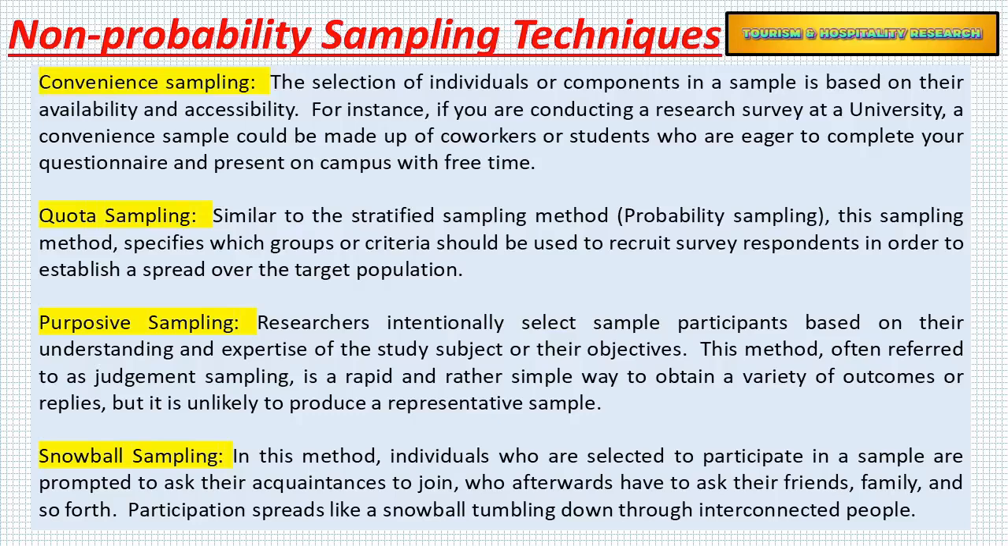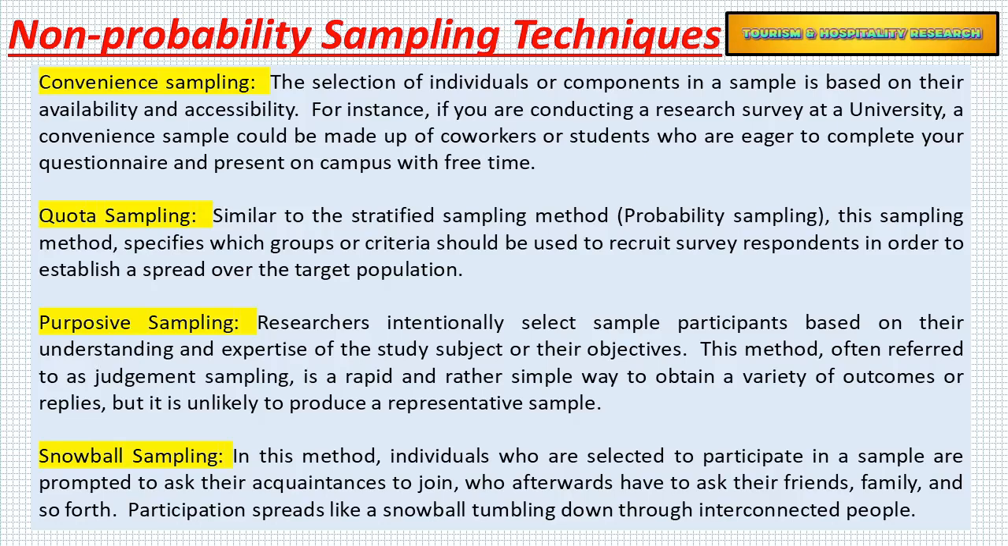The next one is snowball sampling. In this method, individuals who are selected to participate in a sample are prompted to ask their acquaintances to join, who afterwards have to ask their friends, family, and so forth. Participation spreads like a snowball tumbling down through interconnected people. For instance, let me give you an example over here.